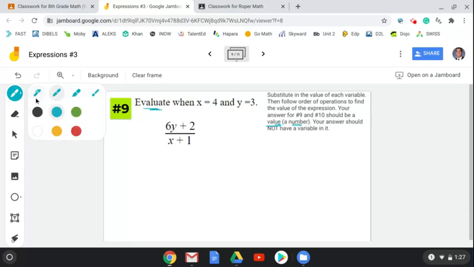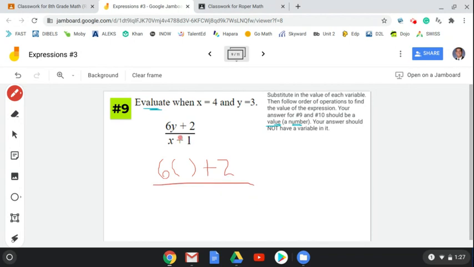So let's set it up. Every time I see a variable, I'm going to put parentheses instead. So I have 6, and this would be y. I'm putting parentheses instead, plus 2. That's my numerator, all the stuff on top. All the stuff in the denominator would be x. So I'm going to put parentheses instead, plus 1.